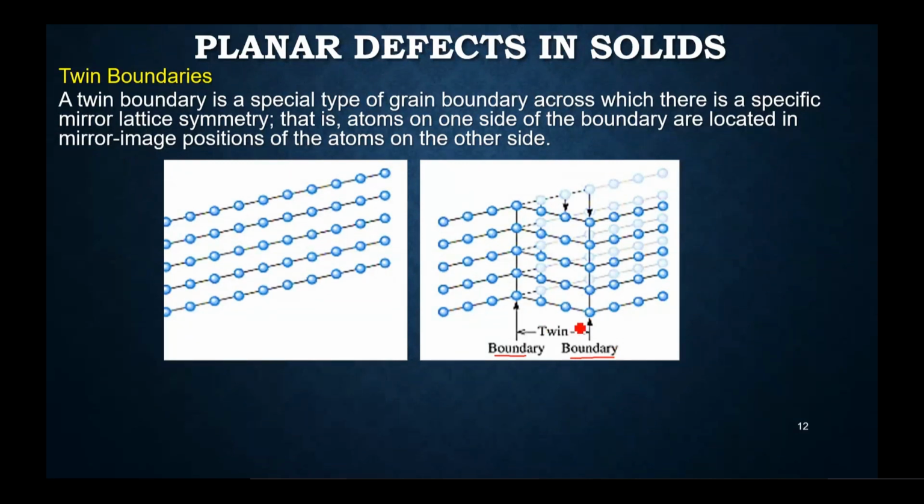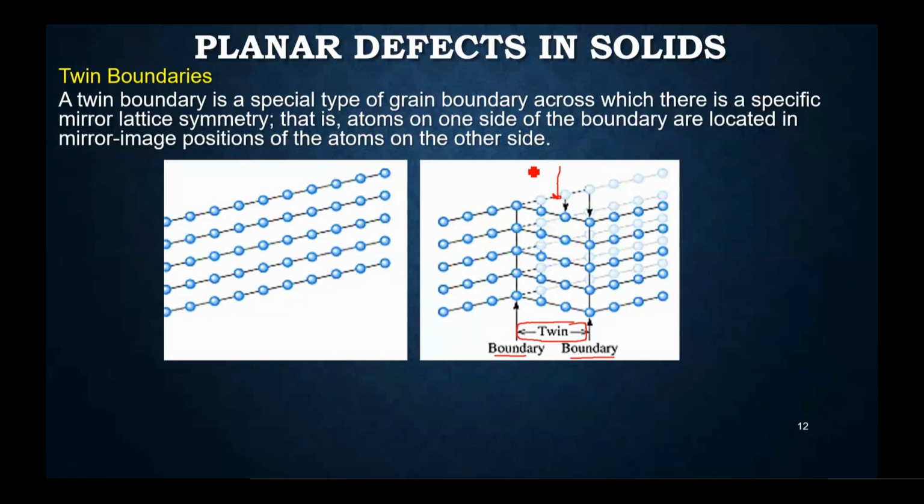A region between the two boundaries is basically known as a twin. All right, and this is a twin boundary. So this is also a kind of planar defect where the atoms have moved from their positions, creating a distortion in the lattice, and this movement is characterized in the form of a twin, which is basically a mirror image across the boundaries.